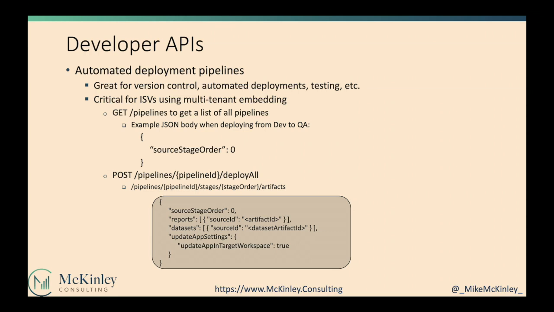But there's also a way that you can specify the exact artifacts in each workspace that you want to move forward. So you can cherry pick object by object, not line by line. You can cherry pick specific objects that you want to deploy. And you can also trigger whether or not you want to update the app in the downstream workspace, right? It won't actually show up in the app unless you update the app workspace.